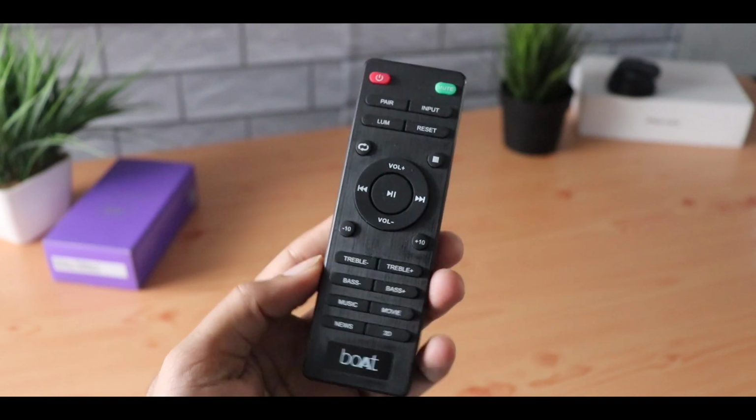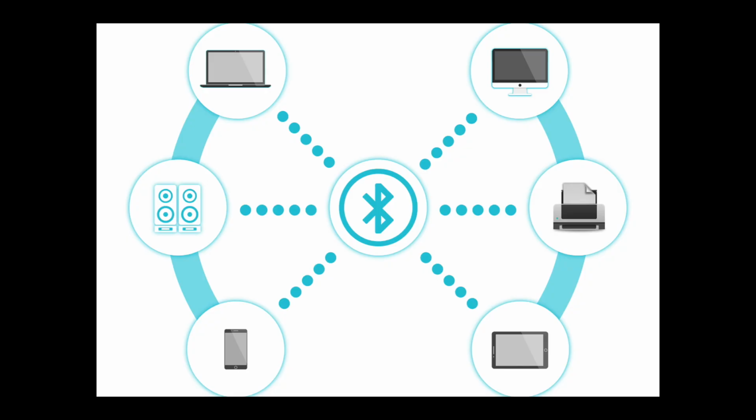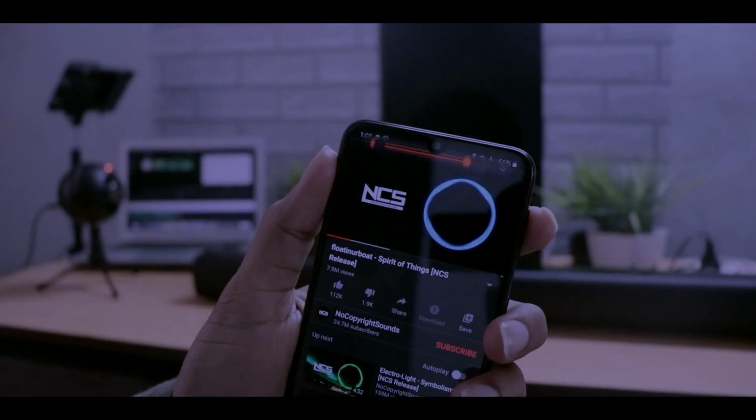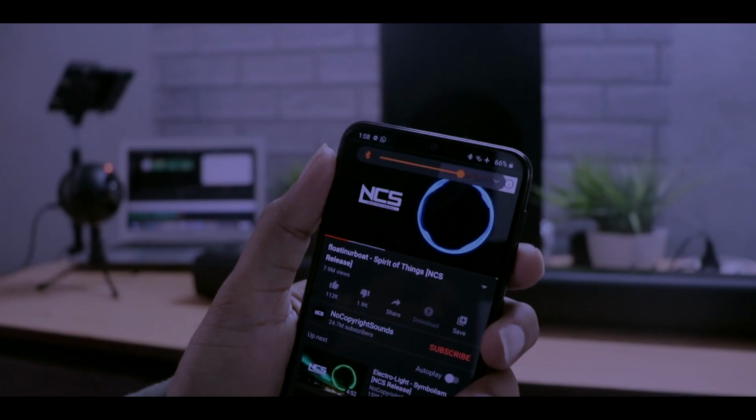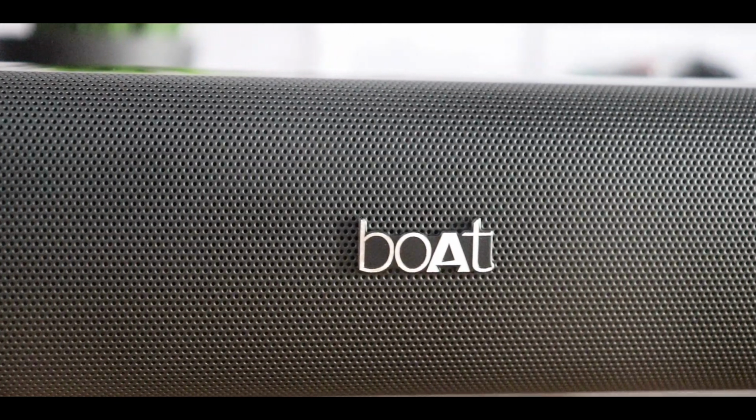So you basically have two connection types, one is the Bluetooth and the other is the aux. I did test out the Bluetooth range and I would say it is pretty standard. I did not see any sort of connection drops. Even when I was moving into the other room, it was pretty stable, so it is good in terms of Bluetooth range.